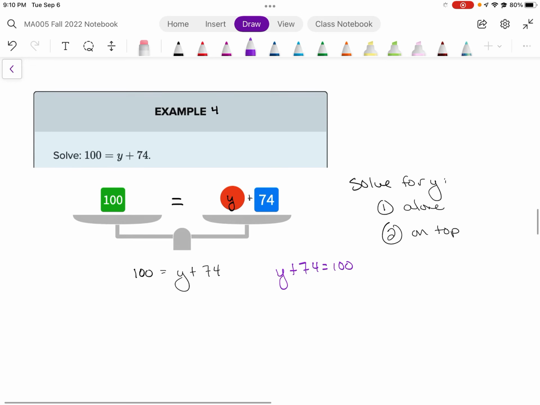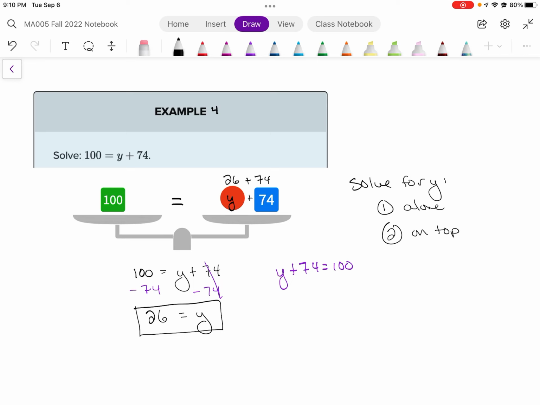All right, so I'm going to subtract 74 from both sides, and I'm going to get 100 minus 74 is 26, I believe. So 26 equals y. Okay, so let's check that. Would it make sense for this to equal 26? So 26 plus 74, does that equal 100? And yes, it does. So it checks.